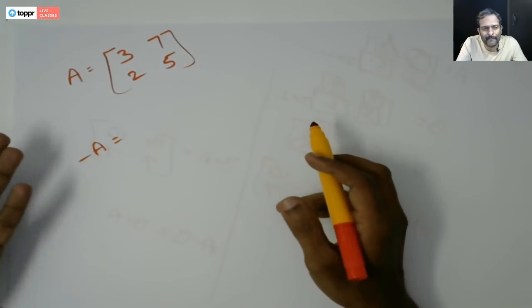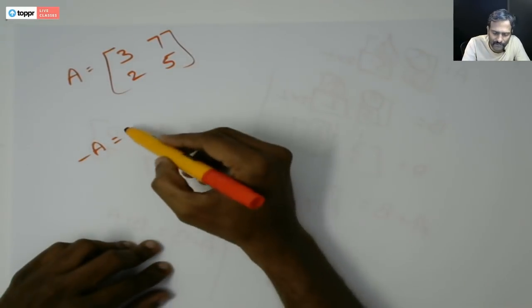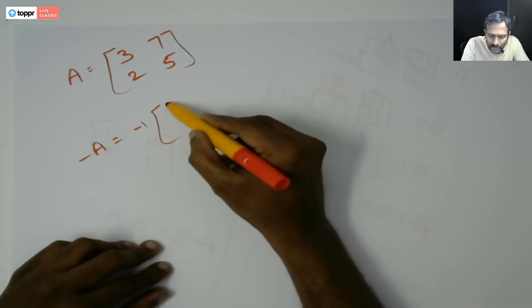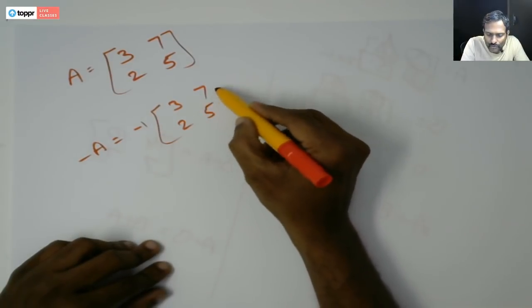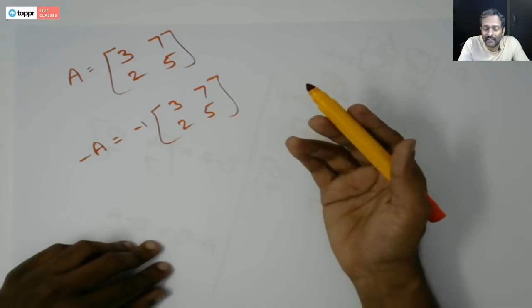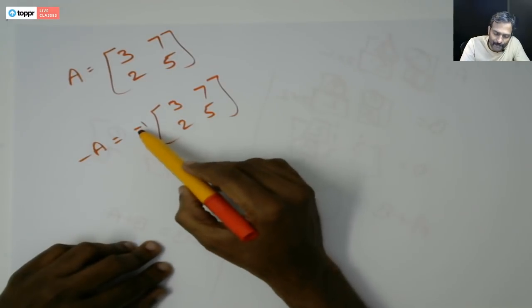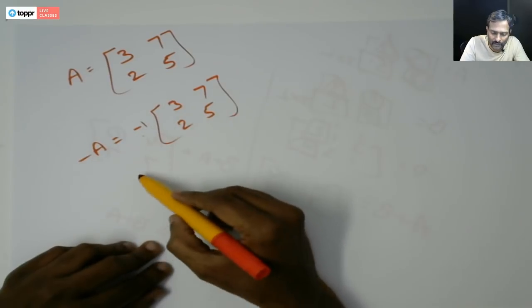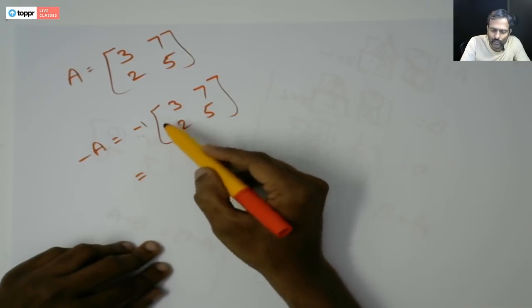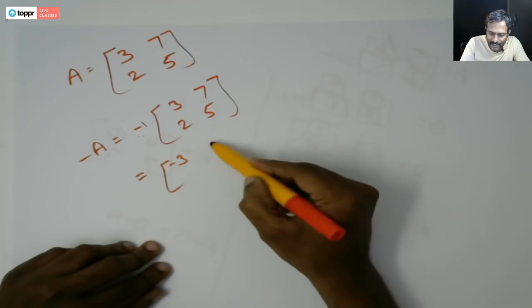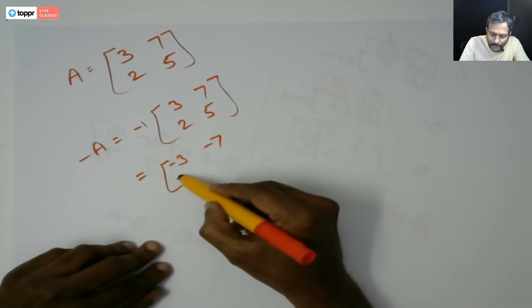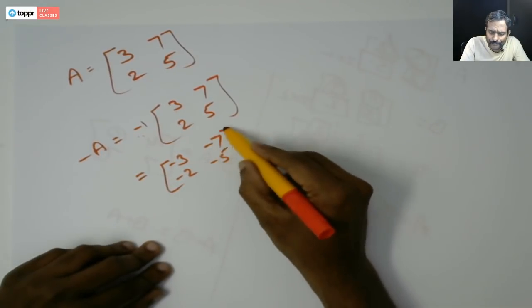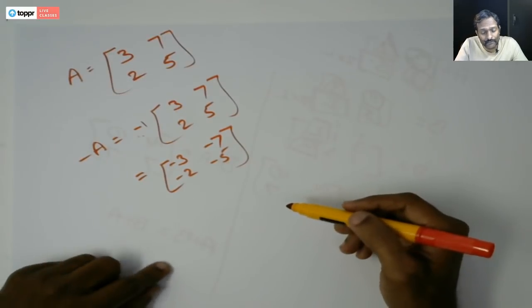It's nothing but a scalar multiplication of a matrix. Suppose I multiply this with minus 1, 3, 7, 2, 5. This is nothing but the scalar multiplication of the matrix. That is, I'm multiplying every element of the matrix with minus 1, which is minus 1 into 3 is minus 3, minus 7, minus 2 and minus 5. This is the negative of a matrix.